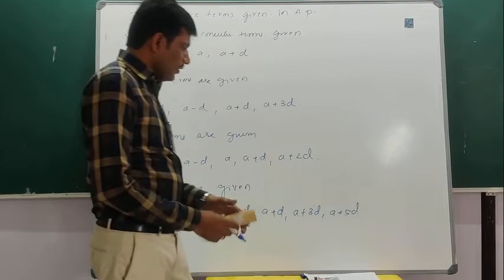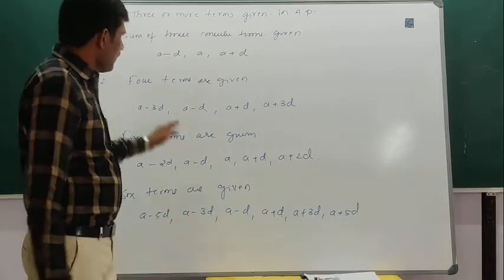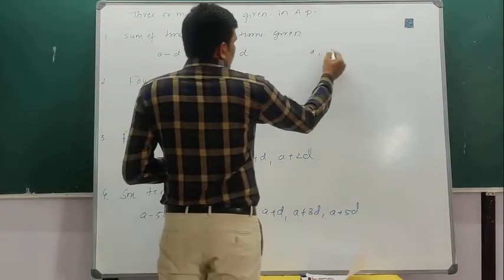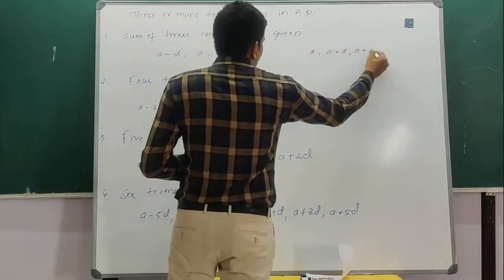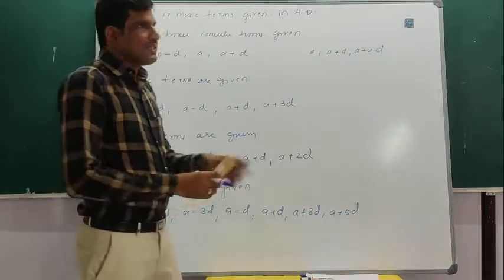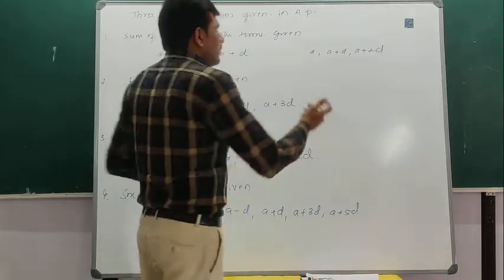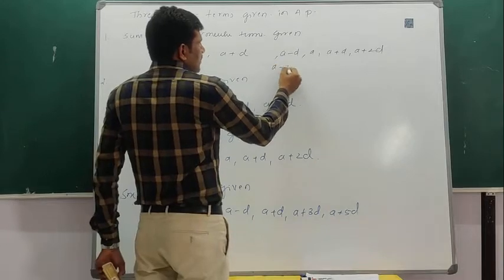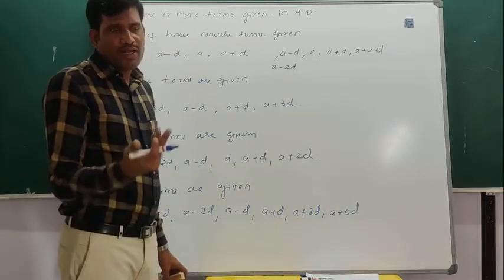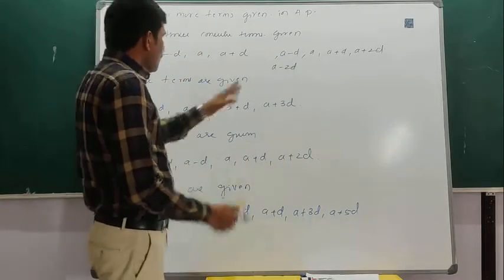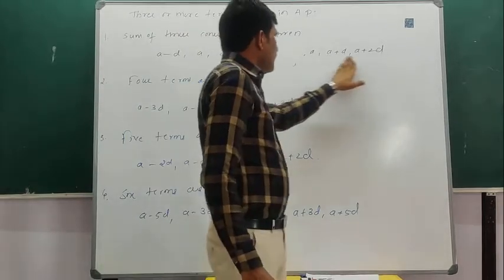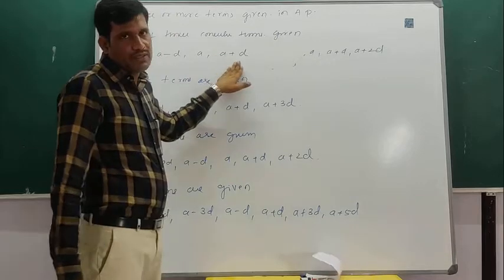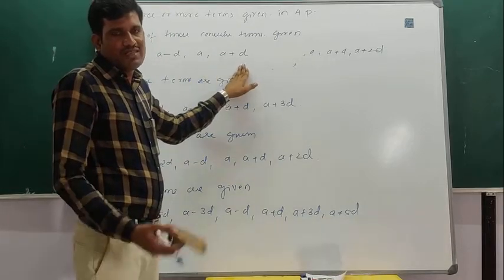We will solve some problems. While solving, I will explain why we take a minus d, a plus d instead of a plus d, a plus 2d. These are the first three terms, but we can take the number before a, which is a minus d, and the number before a minus d, which is a minus 2d. We can take the numbers in any form. So instead of taking a plus d, a plus 2d, I will take the numbers a minus d, a, a plus d. These are in AP. How can we say these are in AP?